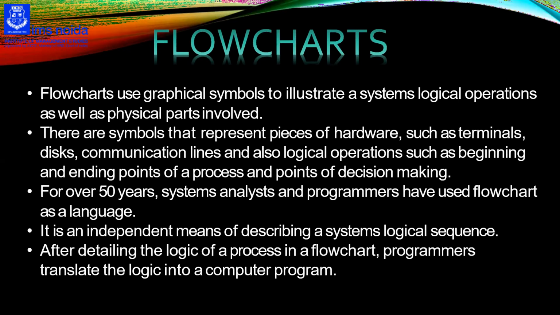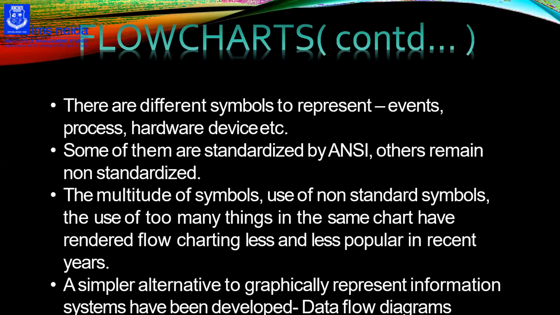After detailing the logic of a process in a flowchart, the programmer translates the logic into a computer program. After converting the SRS into a detailed design, we convert the detailed design into a specific computer language. There are different symbols to represent events, processes, hardware, devices, etc. Basically, a flowchart is the graphical representation of the data flows, in which we use various types of symbols like process, hardware, event.